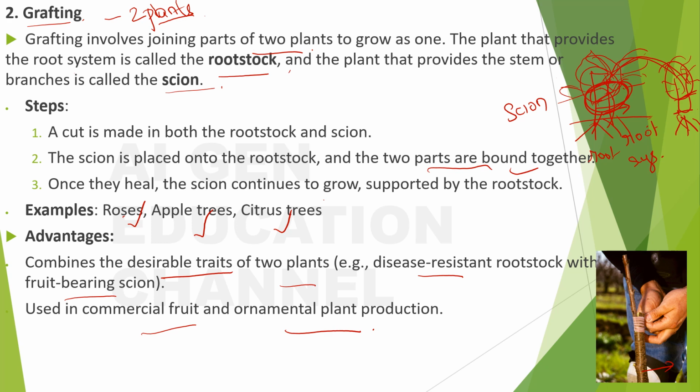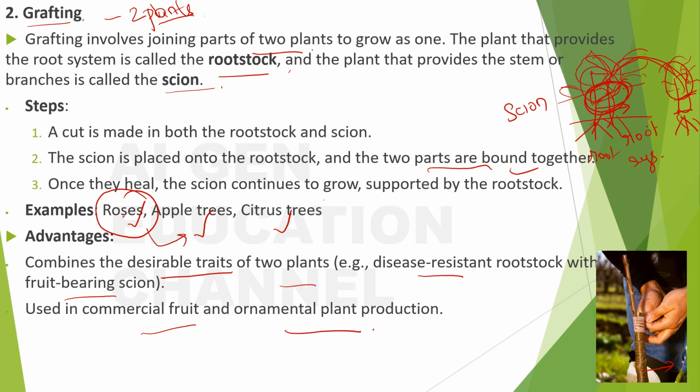You can even do this as an experiment. Ask your parents. You all will have rose plants in your balconies, right? So go there. You don't do it alone. Ask your parents to help you with it. You just check and see.